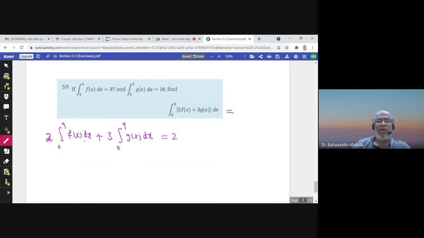And now in the question, he gave me this integral. He said it is equal to 37. And also he gave me this integral, and he said it's equal to 16. So now the required integral would be 2 times 37 plus 3 times 16, which is 122.